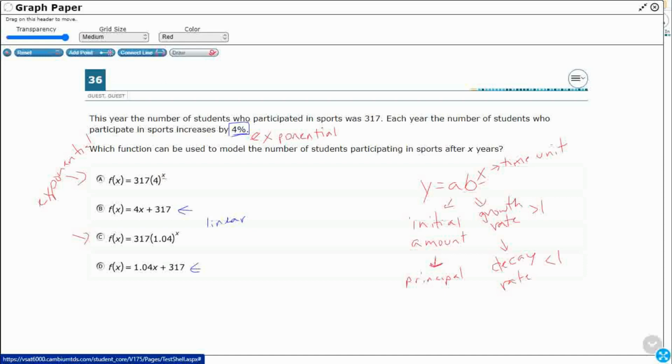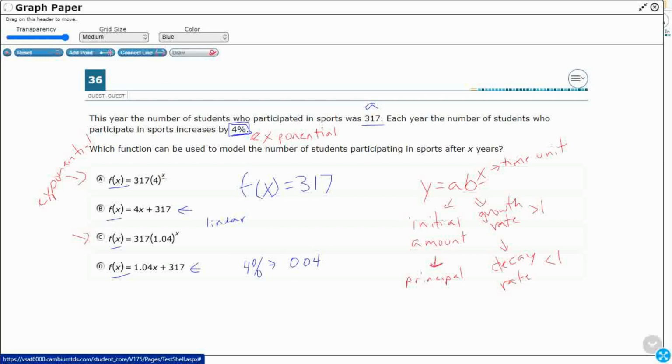So let's see if we can match that to what we're doing right here. This year, the number of students who participated in sports was 317. Look at that right there. That's your a. So y equals, and since we're doing f of x, let's make it f of x equals, and that 317 is going to be your a because that's your initial amount. Now, we need the growth rate. It increases by 4%. Now, we're not just going to write 4%. 4% turns into a decimal, that's going to be 0.04.